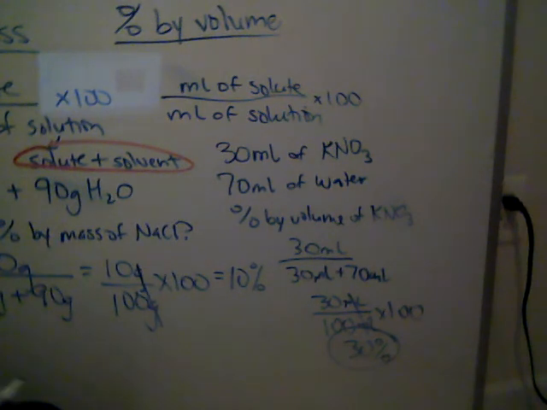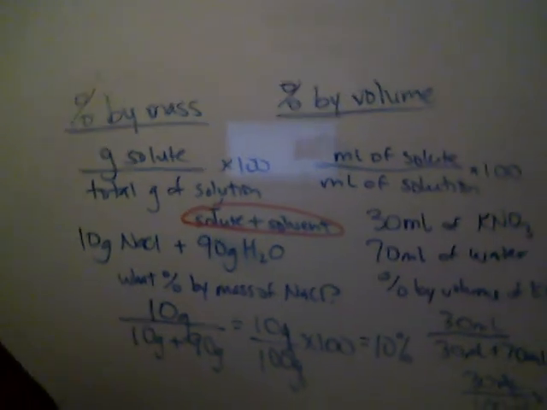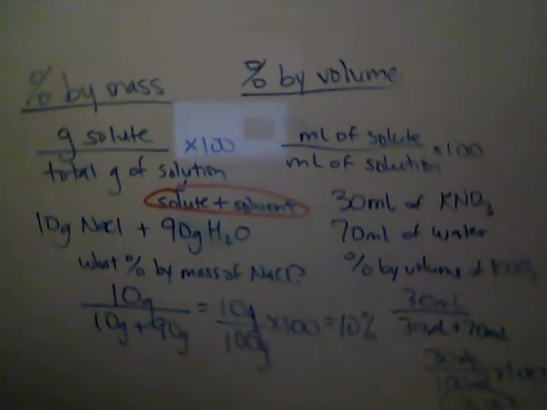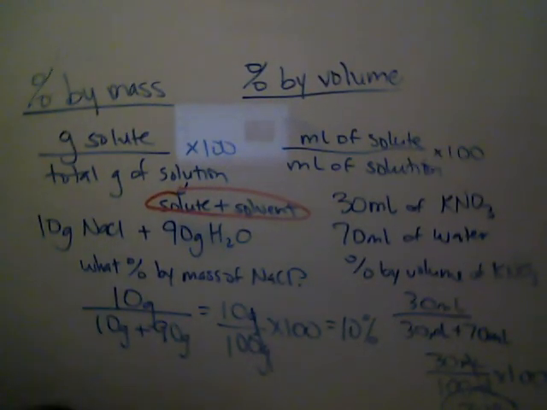So these are just, again, two other ways that we can report concentration. We can either do percent by mass or percent by volume. In the next video, we'll go into some more detailed calculations involving colligative properties and mixtures.